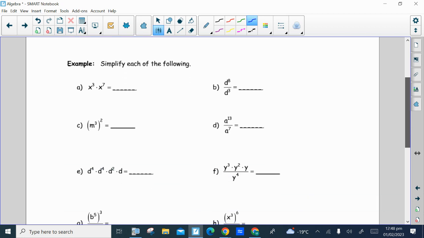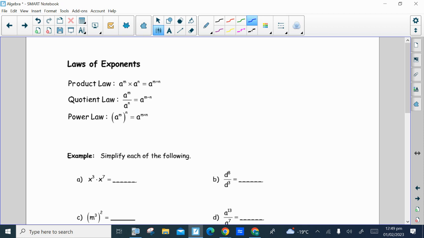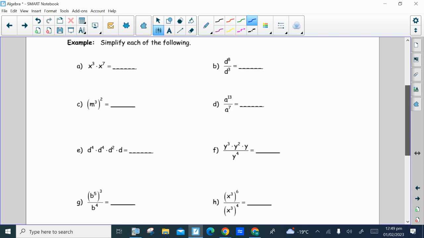So again, these are just rules that we can use to help us simplify expressions involving powers with the same base. So these questions ask us to simplify. We're going to look and see what the question is and apply the appropriate law. For the first one, you're multiplying powers with the same base. The law says you add the exponents and keep the base the same. So this would be the same thing as x to the 3 plus 7 or x to the 10. Now I don't expect you to write x to the 3 plus 7, but that's what's happening. When you multiply powers with the same base, you add the exponents and keep the base the same.